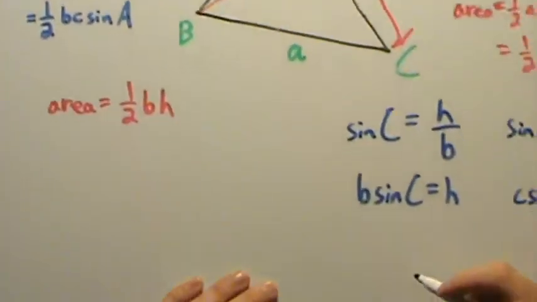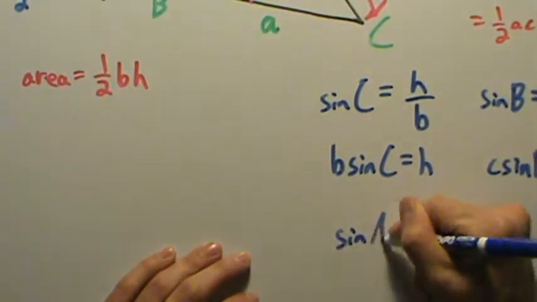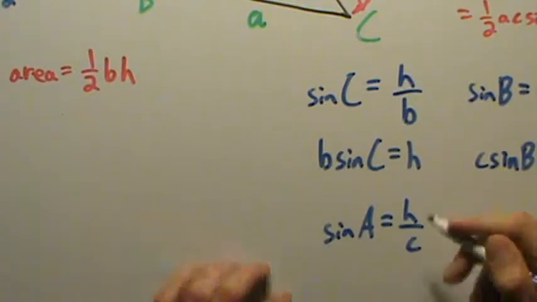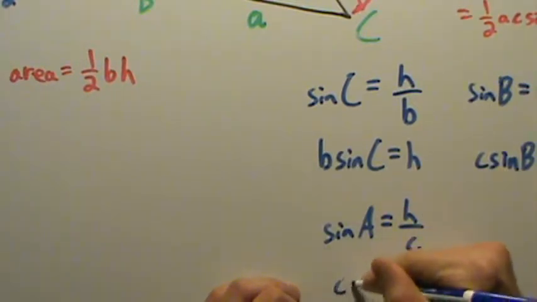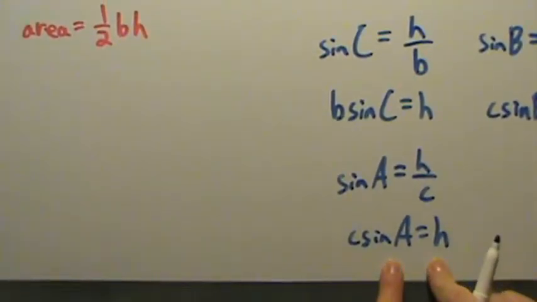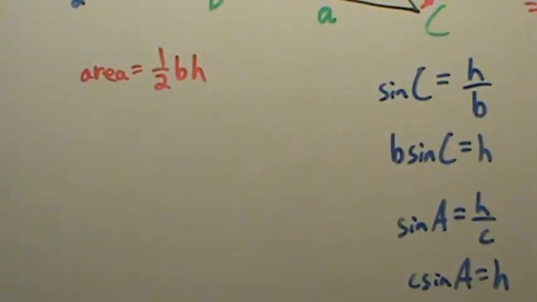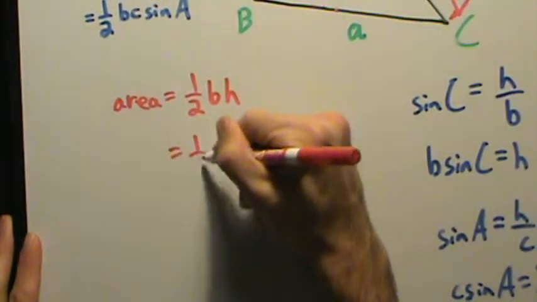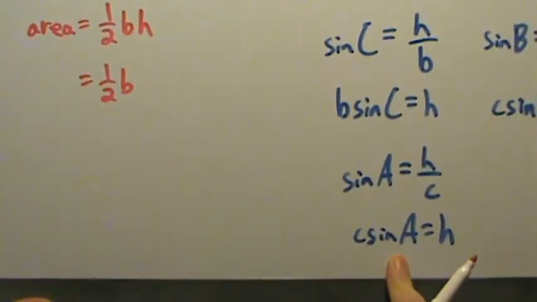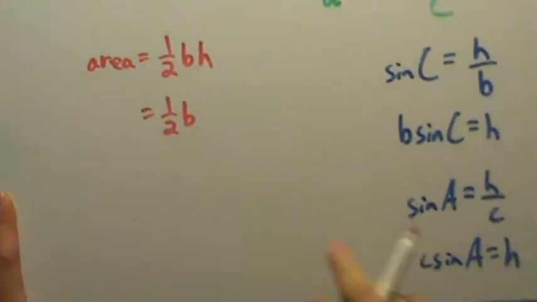So sine of A is opposite, which is h, divided by hypotenuse, which is little c. Multiply both sides by little c, and we get c sine A equals h. Now we can take this expression and toss it into here, and then what we get is 1/2 times b times c sine A, because h is c sine A.